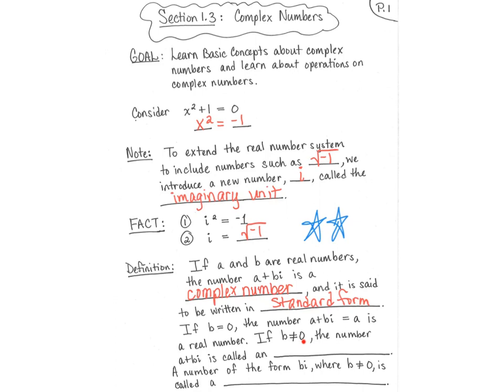If b is not equal to 0, then the number a plus bi is called an imaginary number. A number of the form b times i, where b is not equal to 0, is called a pure imaginary number.